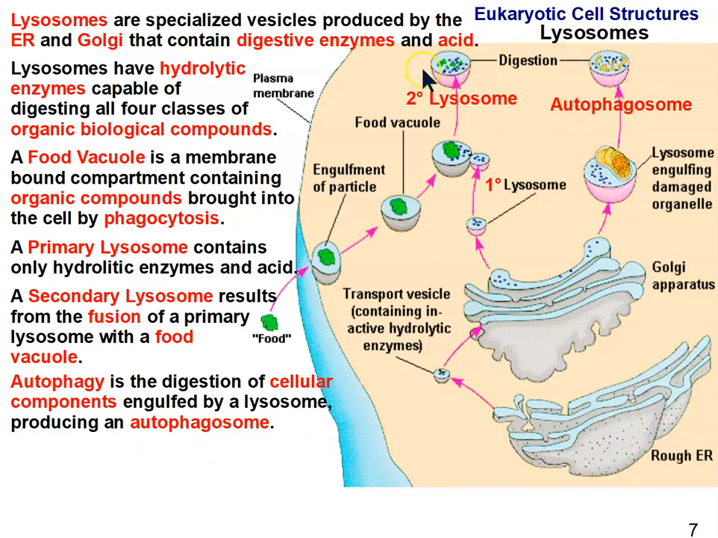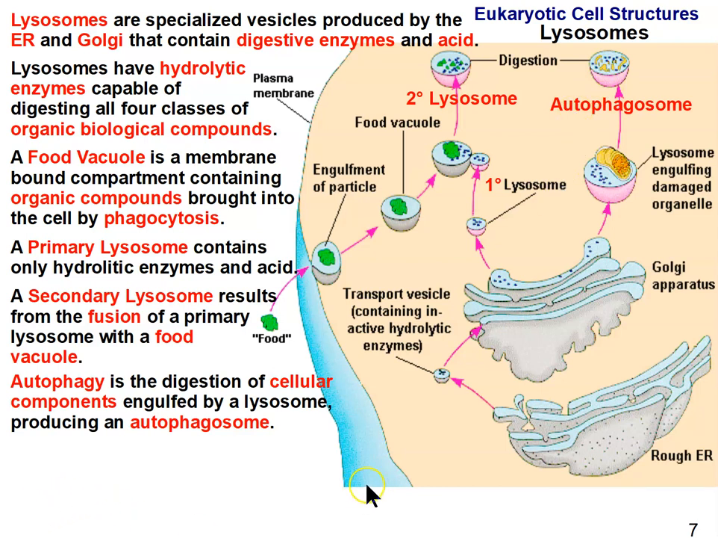So the only difference between a secondary lysosome and an autophagosome is what is being digested. In a secondary lysosome, something is being digested that has been brought into the cell from outside. In an autophagosome, a component of the cell itself is being broken down because it has worn out, and it's going to be recycled. The nutrients are going to diffuse out of that autophagosome and be used by the cell.